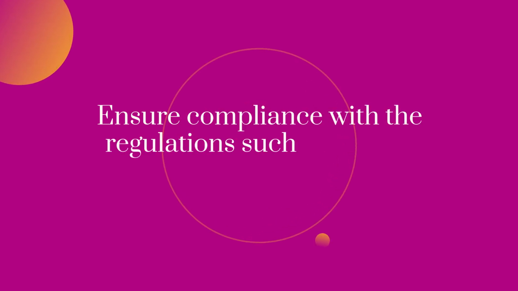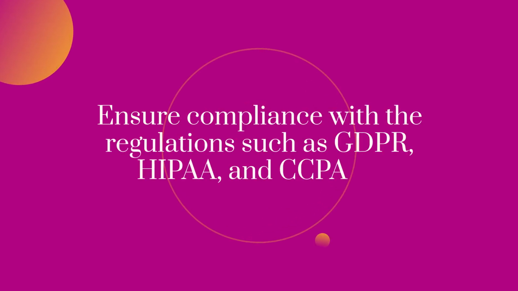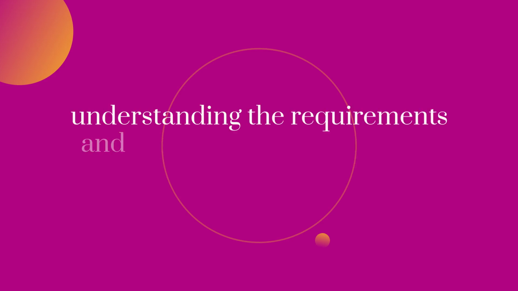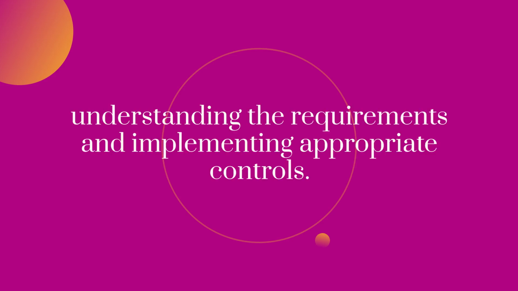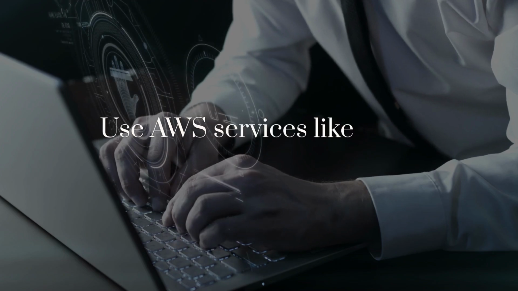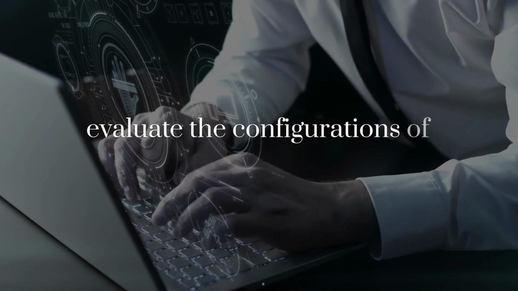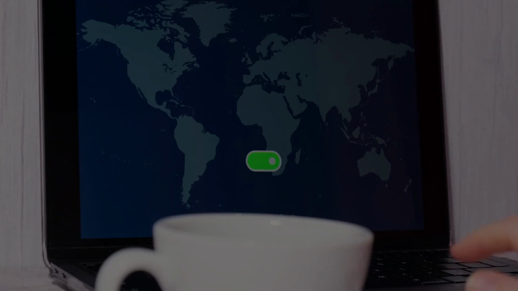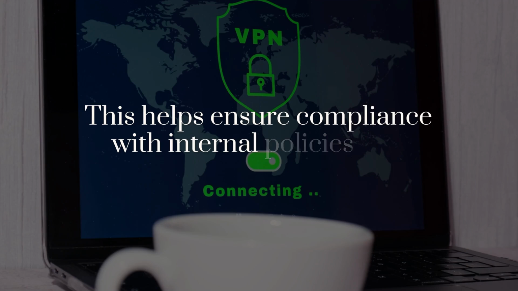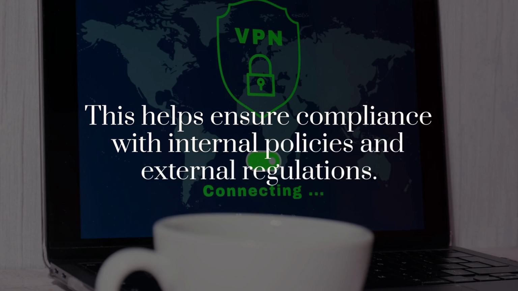Compliance and auditing. Ensure compliance with regulations such as GDPR, HIPAA, and CCPA by understanding the requirements and implementing appropriate controls. Use AWS services like AWS Config to assess, audit, and evaluate the configurations of your AWS resources. This helps ensure compliance with internal policies and external regulations.